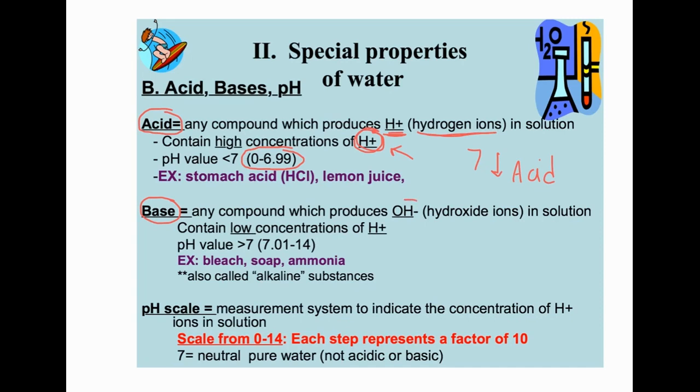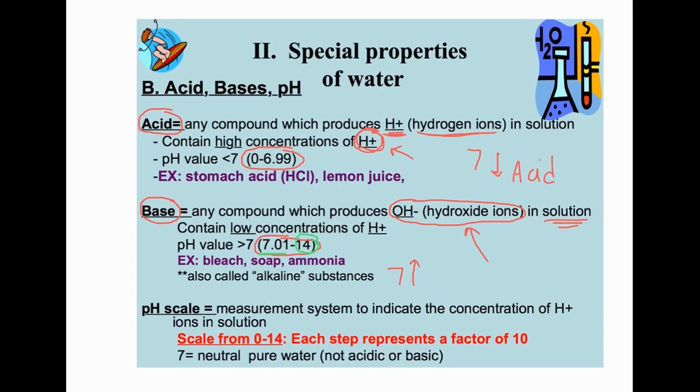Bases produce OH minus or hydroxide ions when they're put in solution. So if you put something in water, if it produces OH minus or hydroxide ions, it is considered a base, and it has the opposite pH. So if 7 is pure water, it is higher than 7. So it has a pH between 7.01 and 14. So that would make it a base. Now, for bases, the closer you get to 14, the more powerful the base.